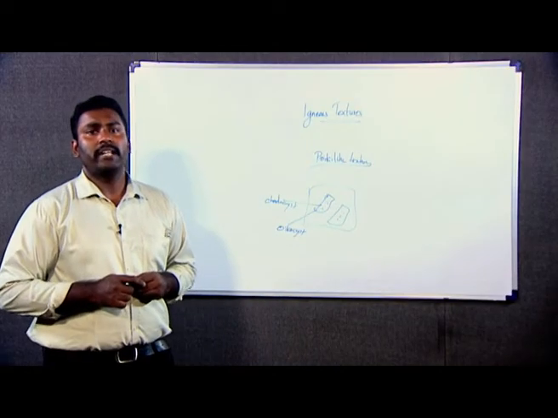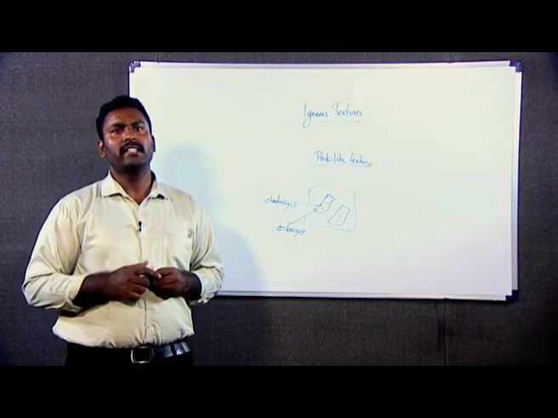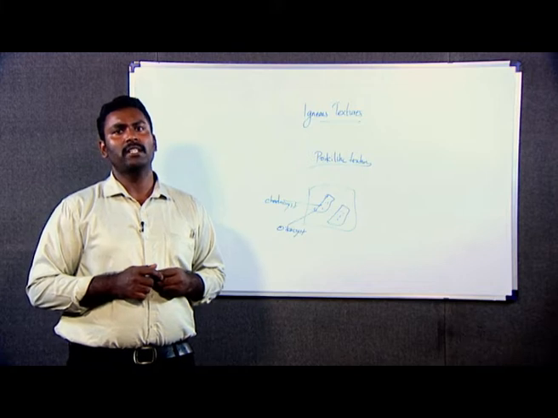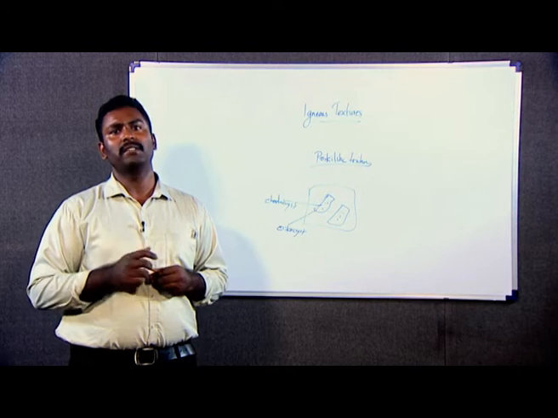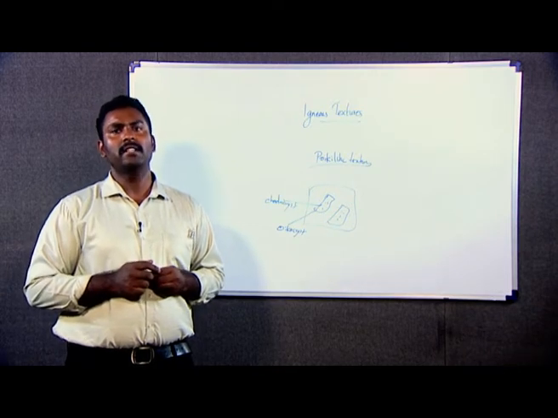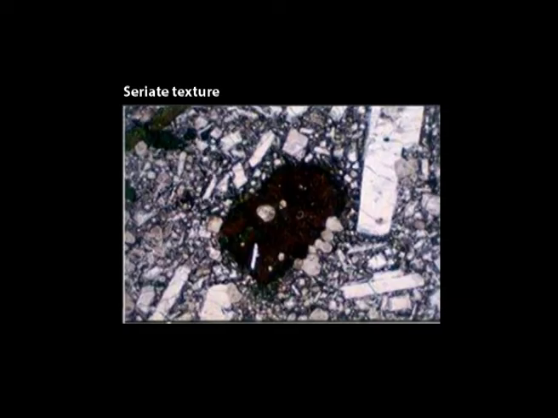Now, the next important type of inequigranular texture is the serrate texture. Serrate texture is a type of texture in which we can see clusters of the same mineral present within the rock. If that is seen, then that texture is known as serrate texture. As you can see in this figure, the plagioclase crystals of larger and smaller size and of different sizes are seen as clusters within this rock, and that texture is known as serrate texture.